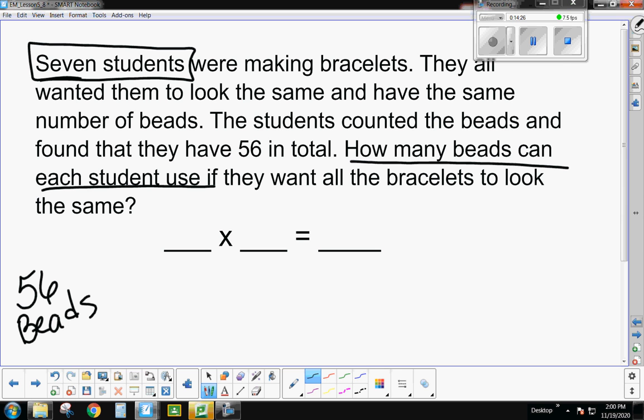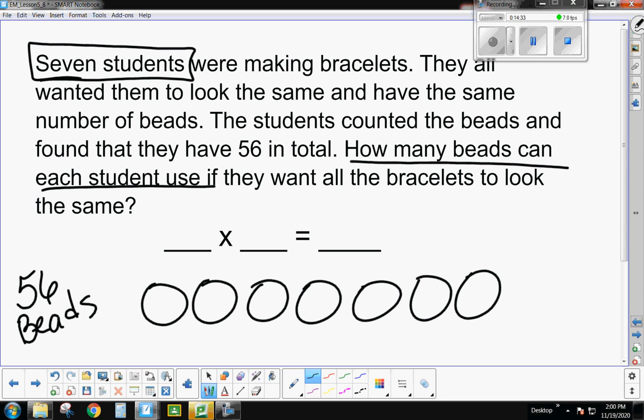7 students were making bracelets. So I have 7 students. 1, 2, 3, 4, 5, 6, 7. Now I don't know how many beads, but I know that they're all going to get the same amount. Okay, so write a multiplication number model to match this problem. Go ahead and pause the video.